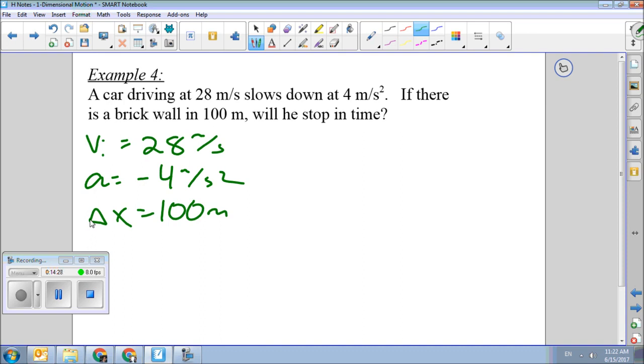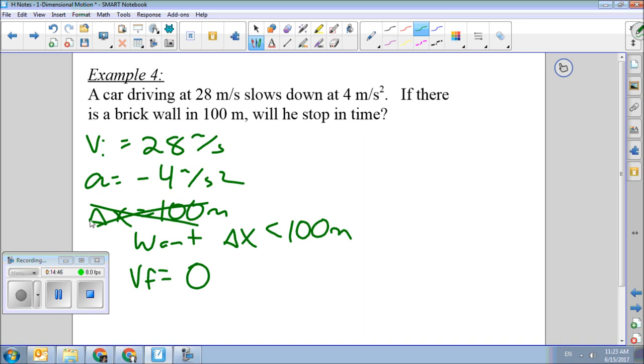We want the displacement to be less than 100 meters. Okay, well, what do we want the car to do? We want it to stop. Aha! That means the final velocity is going to be 0, right? So what we want to do is figure out what is the displacement that the car travels during the time it takes for the car to stop, and then we'll hope that that displacement is less than 100 meters, okay? So that's that.